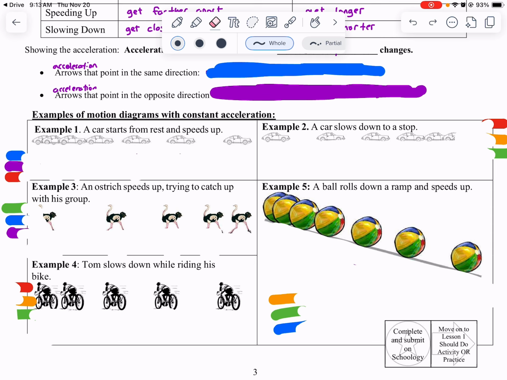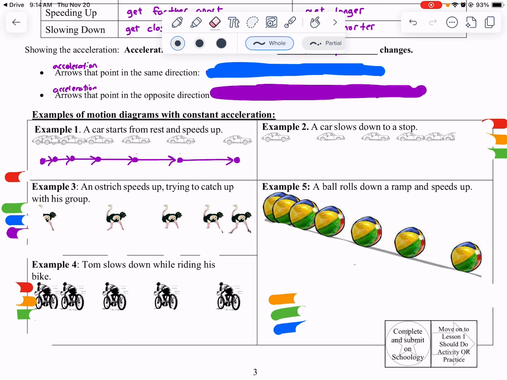Now to draw our motion diagram, I always start with the dots. So I'm going to put a dot underneath each car, and I did that already, and there they are. I also drew the rest of my diagram, and I only covered up part of it, so it looks a little weird, but that's a dot under each car. You can see how my dots start close together on the left, and they get farther apart on the right because it's getting faster as it goes.